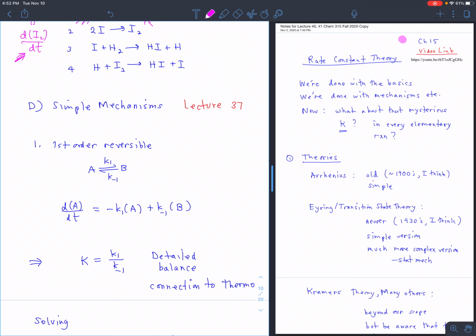All right, lecture 2 of the exam 3 review. After talking about elementary reactions and mechanisms, we explored the behavior of 3 different simple mechanisms.